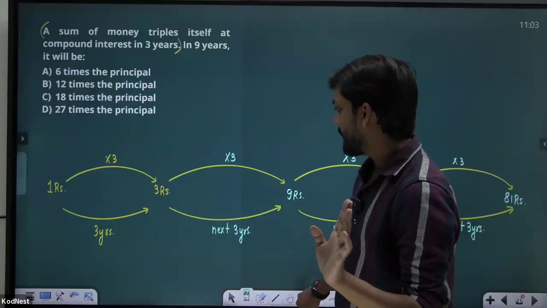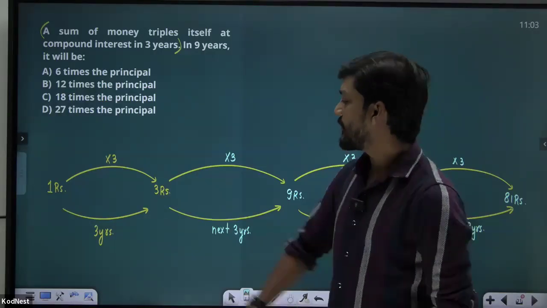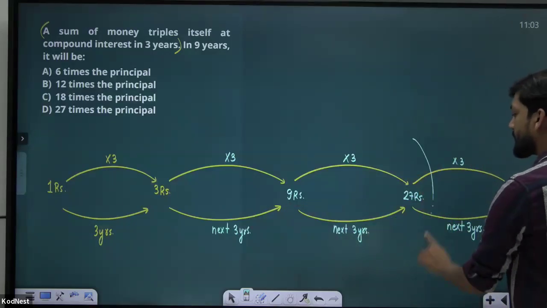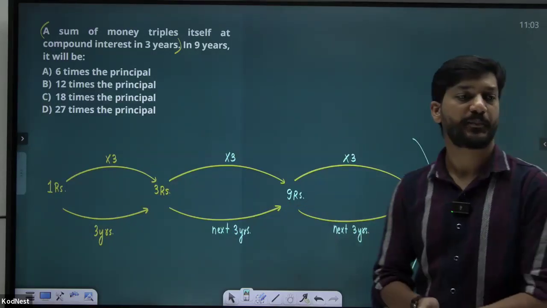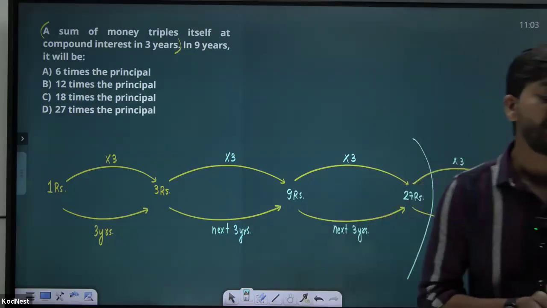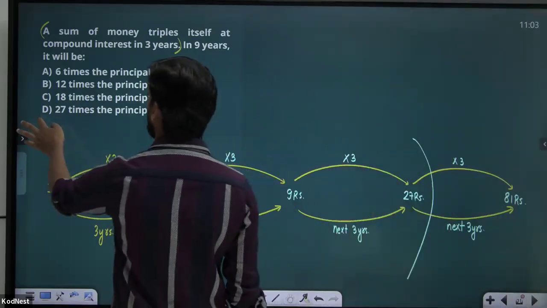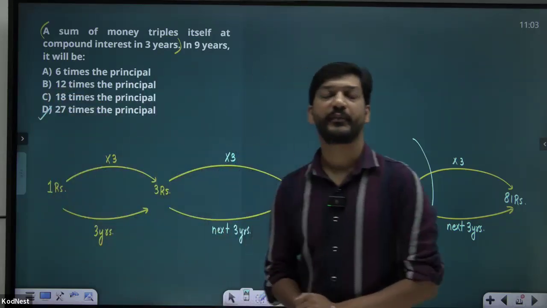All right. But they are asking for 9 years. So 3 plus 3 plus 3. In 9 years, how much will the value become? 27 times. So 27 times, D option will become correct.